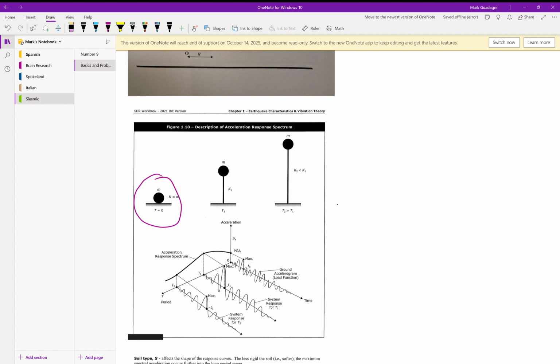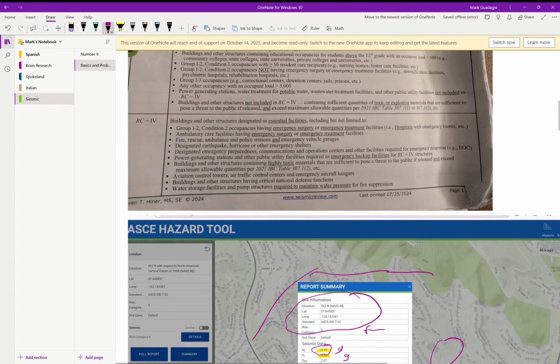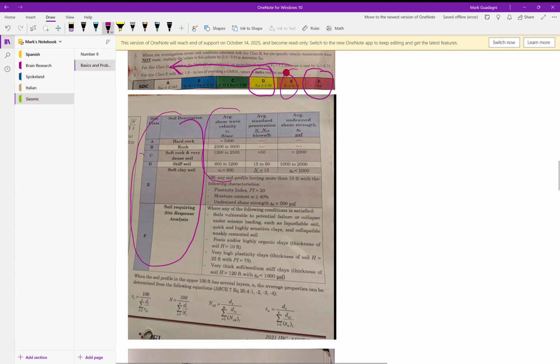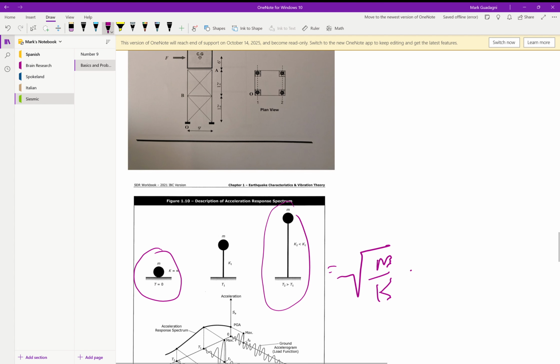If you remember from vibrations class, natural frequency is the square root of stiffness over mass. So this is going to be infinitely stiff, so it's going to have a very short period. However, if you have a longer, bigger building like a skyscraper, then the natural frequency of the building, or as this book describes it, the fundamental period, will be longer.